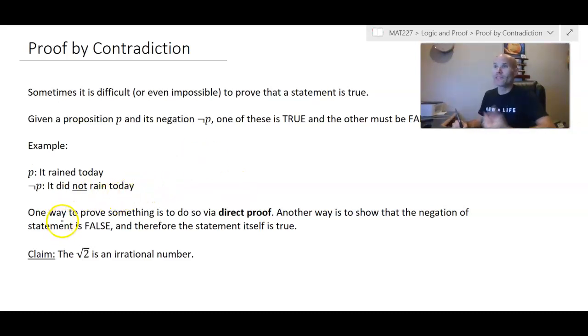So one way to prove a statement is via direct proof, right? We could show directly that, hey, look, there's water droplets on the ground, it rained. Another way is to show that the negation of the statement is false, and therefore the statement itself must be true.